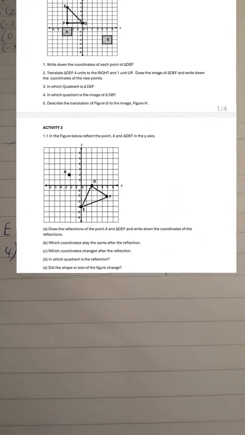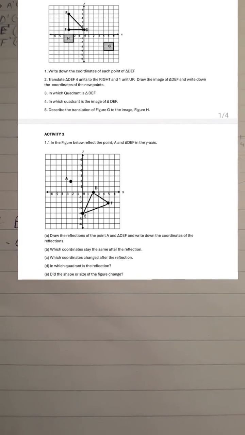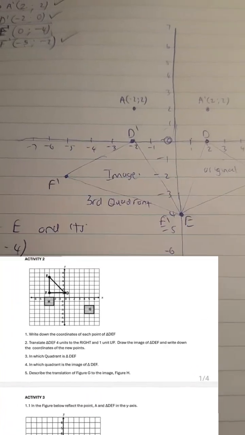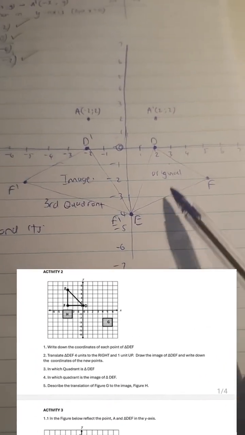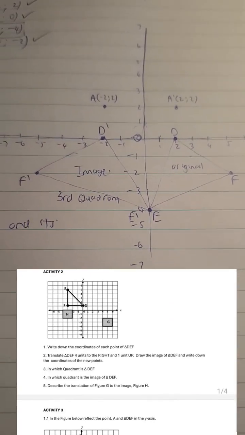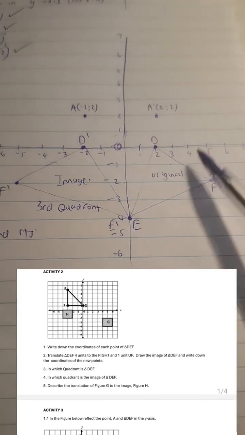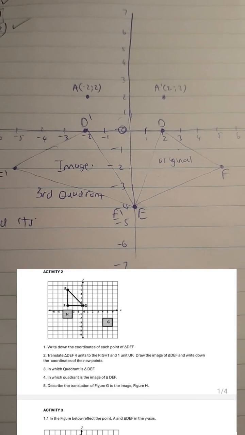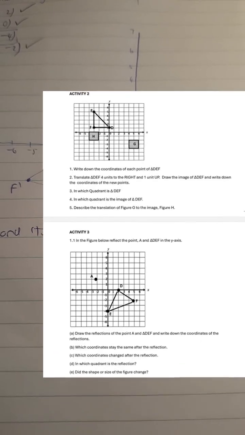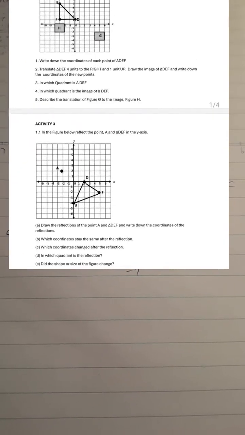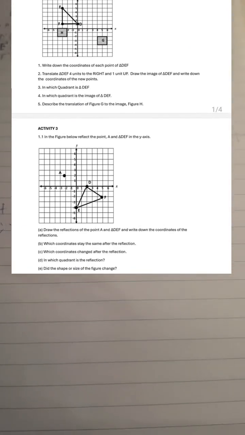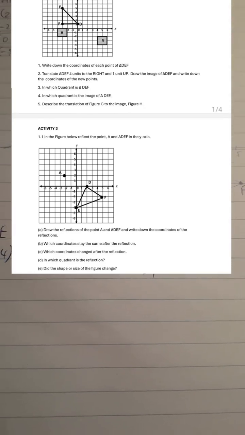Then E says, did the shape or the size of the figure change? Looking at the original, remembering what I said earlier, does the shape or the size of the figure change with reflection? Definitely no. It's a definite no. So there's no change.